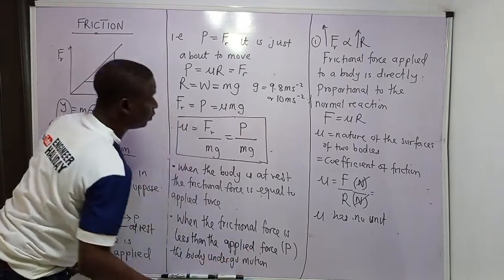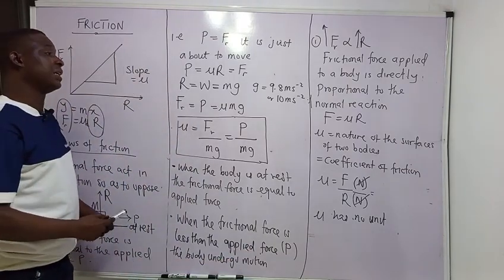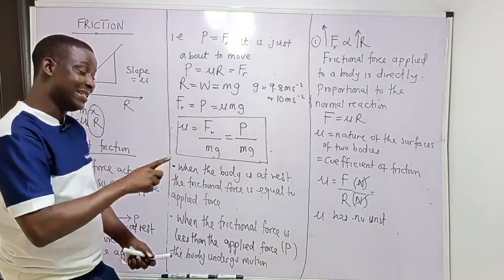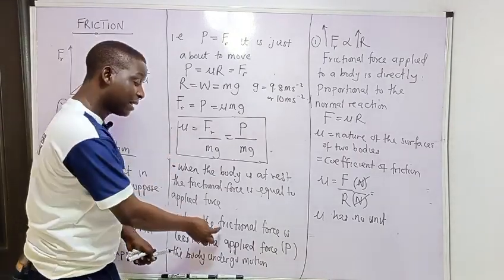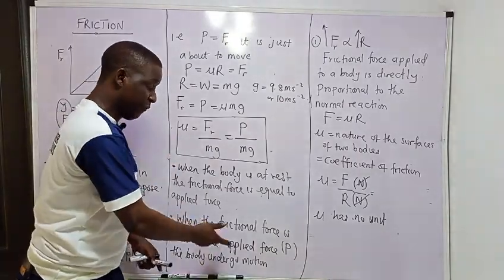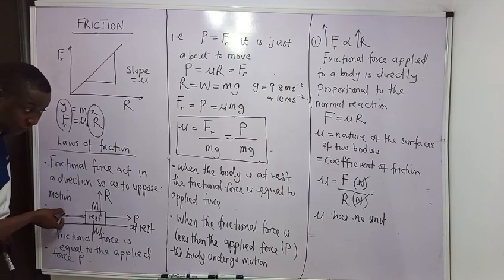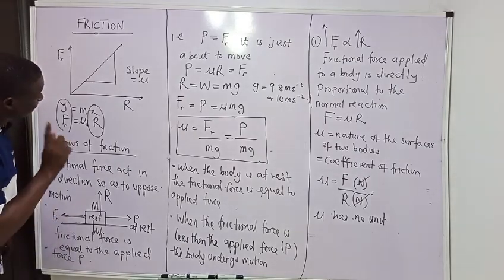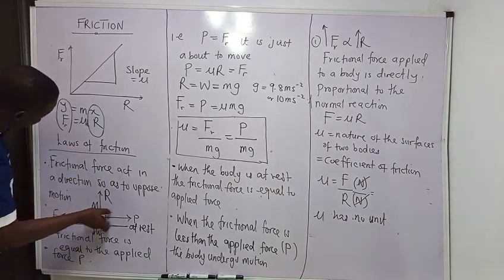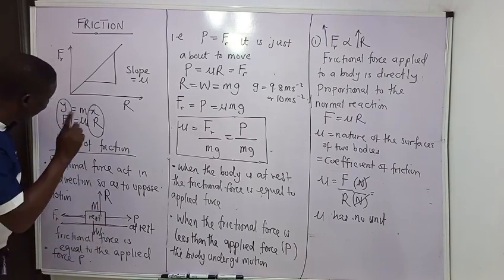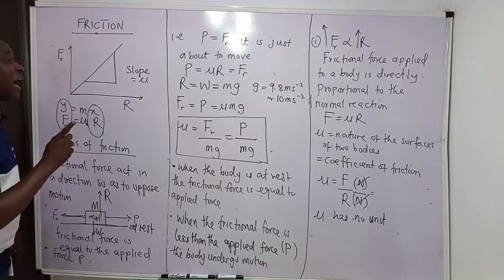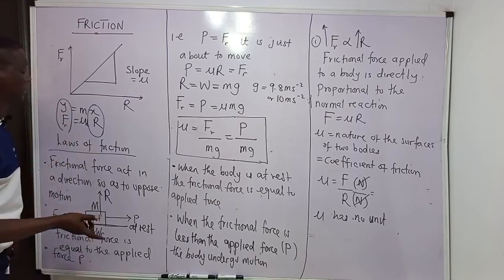And when motion has been undergone, don't forget that the friction will now act in a direction opposite to it. That means in this condition, friction has now been overcome. That means the applied force is now higher than the frictional force. Now note that during this process, F is no longer equal to μR. It is not proportional to R again.